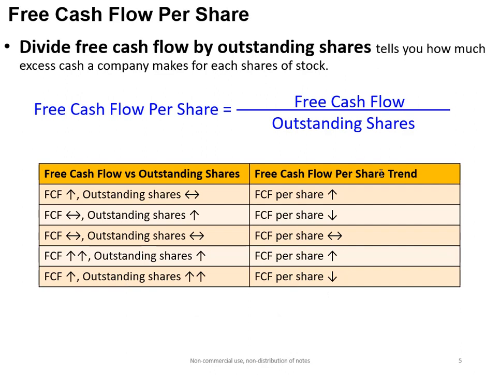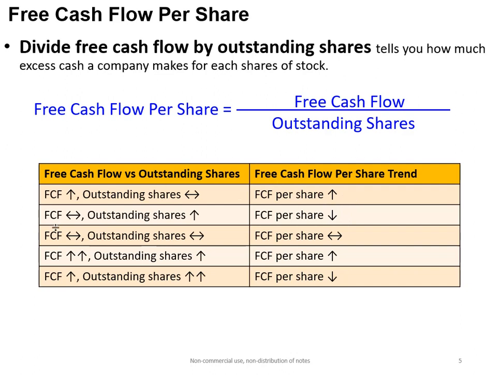Let's say you have a free cash flow going up as compared to last year, but you have a stagnant outstanding share, then that will mean free cash flow per share going up. On the other hand, let's say your free cash flow is stagnant, but your outstanding share is going up, because the company is doing rights issues, or company employees are receiving shares because of stock-based compensation, then you will have this free cash flow per share going down.